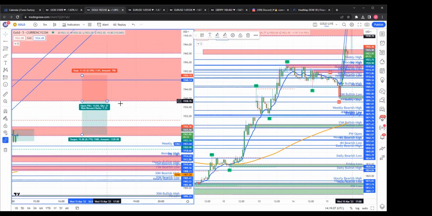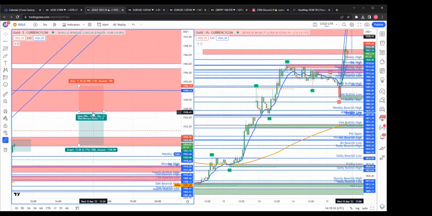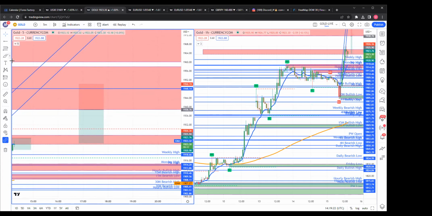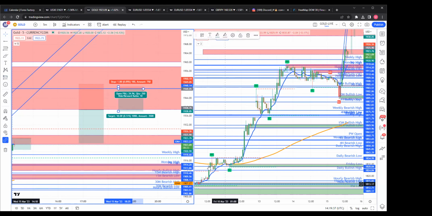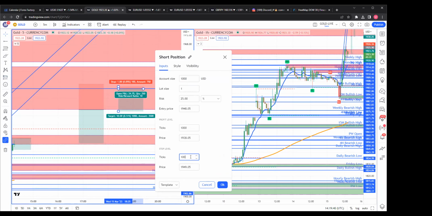Now, just for example, right? If you use one lot here and you're risking 100 pips, if this trade hits stop loss, you'll lose $1,000. On a 200K account, that is 0.5% risk. Now, this is a filler trade. The next sell on gold would be around 1948. Same thing, 100 pips stop loss, 100 pips take profit. There you go. But ideally, you want to survive.